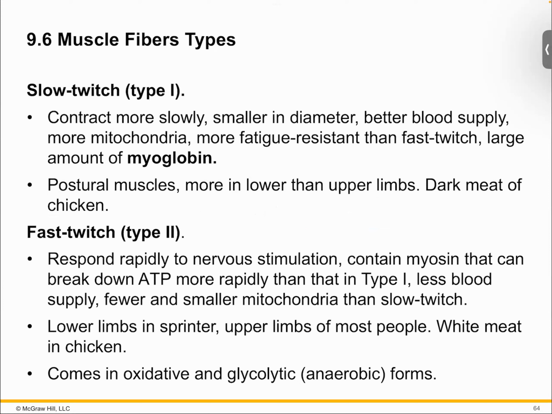So slow versus fast twitch. Your muscles are actually broken down into slow and fast twitch. Which, by the way, is kind of a technical term for light meat and dark meat.